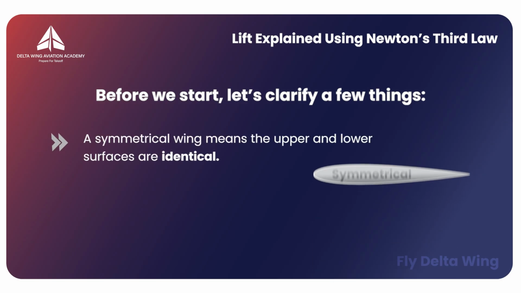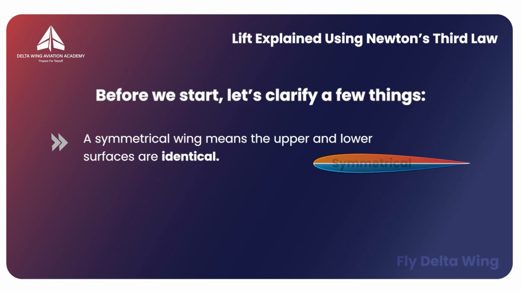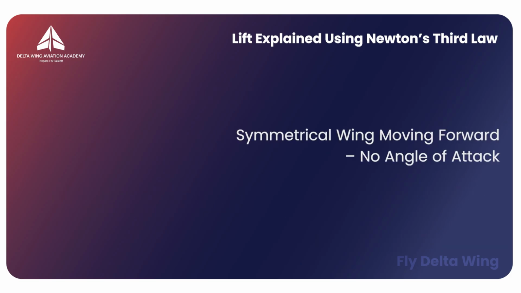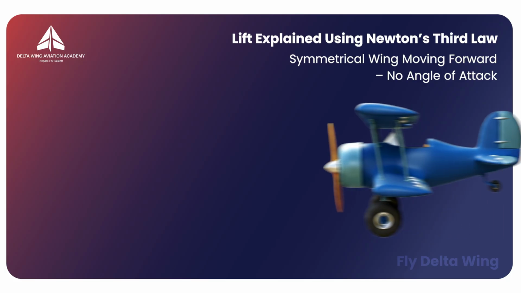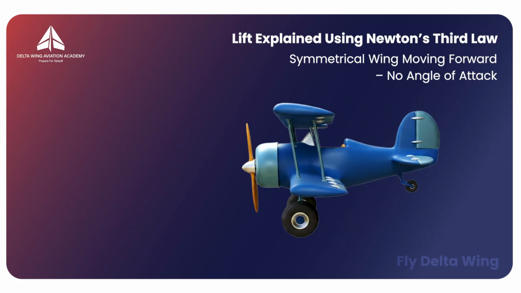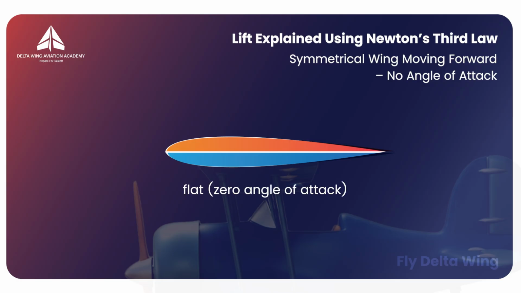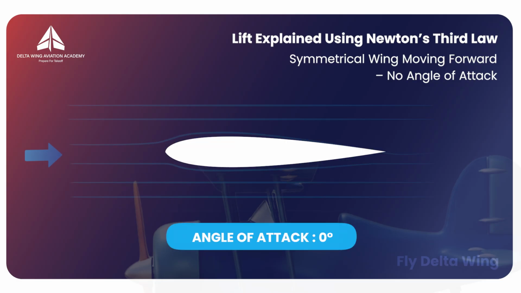A symmetrical wing means the upper and lower surfaces are identical. When we say the wing is flat, we mean it has a zero angle of attack. It is not tilted relative to the airflow. Symmetrical wing, moving forward, no angle of attack. Imagine an airplane moving forward through the air with a symmetrical wing, meaning the upper and lower surfaces of the wing are mirror images of each other. When this wing moves straight ahead, flat, at zero angle of attack, it is aligned parallel to the oncoming airflow.